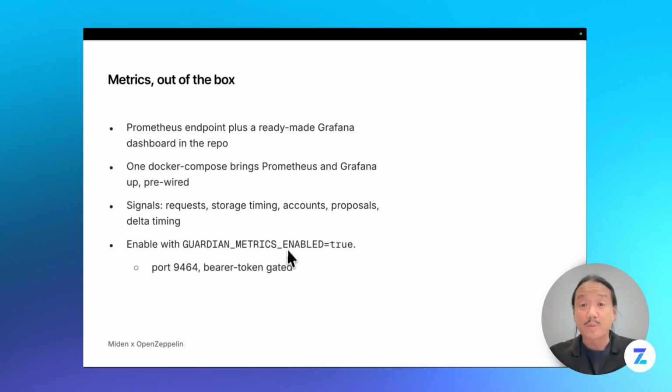Guardian exposes the metrics exposition on port 9464, gated by a bearer token you configure. Prometheus scrapes it every 15 seconds. The bearer token here is a throwaway for local development. In production, you'd use a mounted secret rather than an inline value, and keep the port off any public interface.